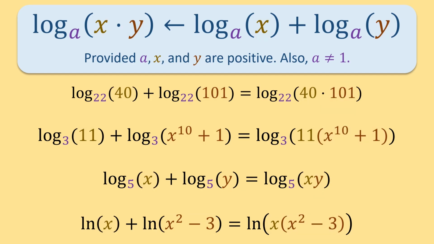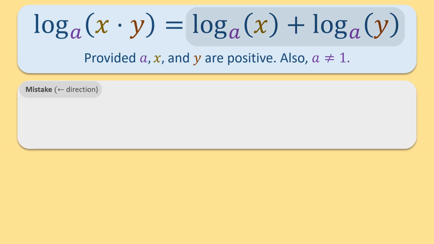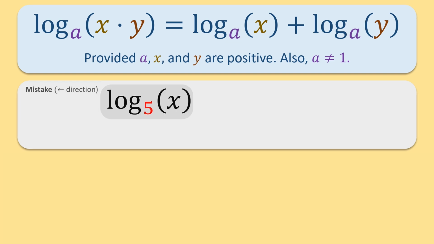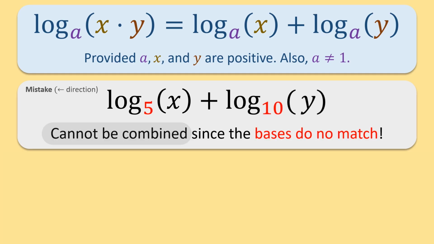Now let's talk about some common issues you might run into where you might end up using this rule the wrong way. A common issue when moving from the right side to the left side is the bases of the logarithms not being the same. For instance, log base 5 of x plus log base 10 of y cannot be combined into a single logarithm because their base is not the same.